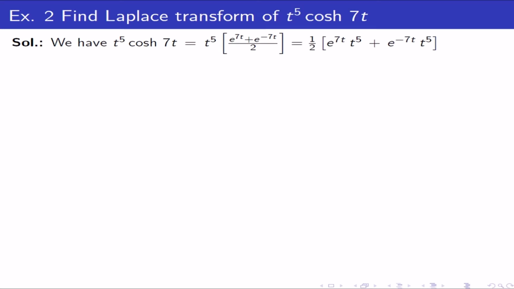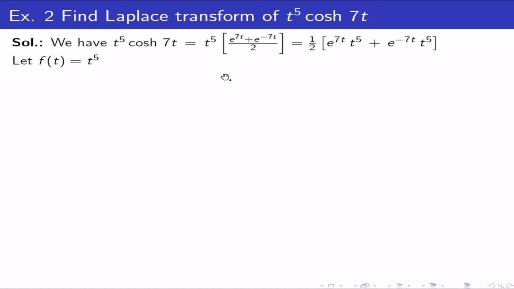Sum number 2. Find Laplace transform of t to the power 5 hyperbolic cos of 7t. Here we have t to the power 5 and hyperbolic cos of 7t. We don't have a direct formula, but the hyperbolic cosine of 7t you can transform into exponential form, and you may use the first shifting property. So let us start from t to the power 5 hyperbolic cos of 7t. Hyperbolic cos of 7t can be written as e raised to 7t plus e raised to minus 7t by 2. 1 by 2 you can take outside: e to the power 7t t to the power 5 plus e to the power minus 7t t to the power 5.